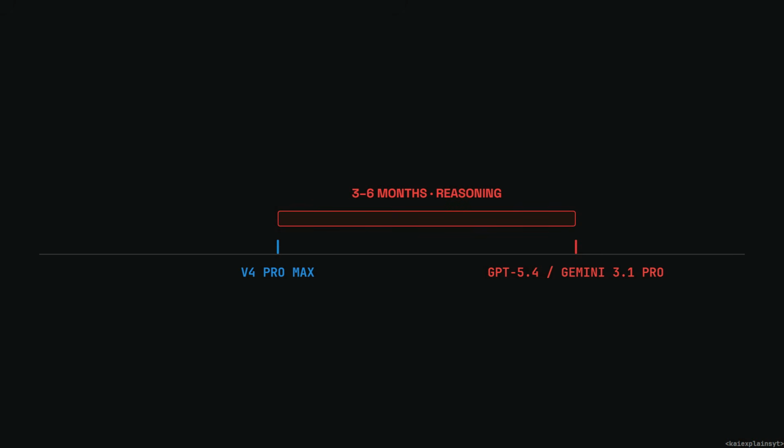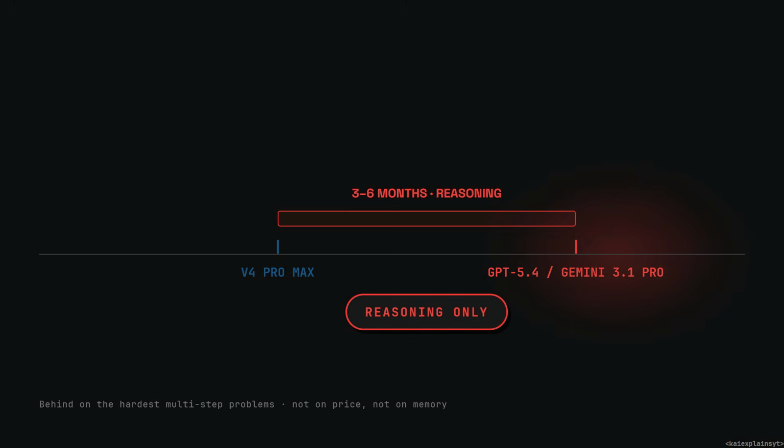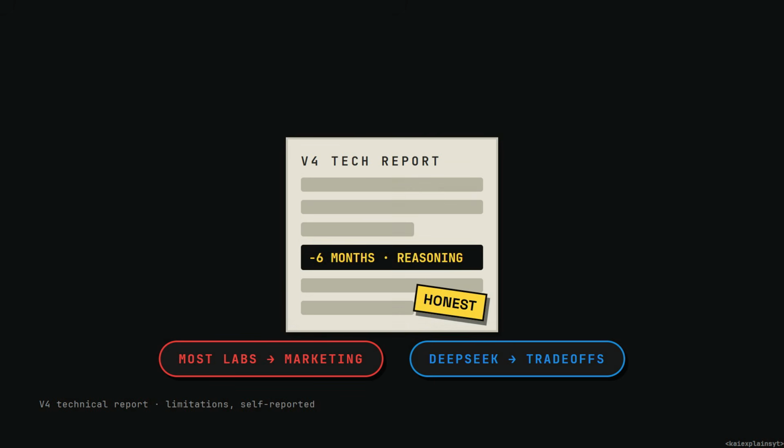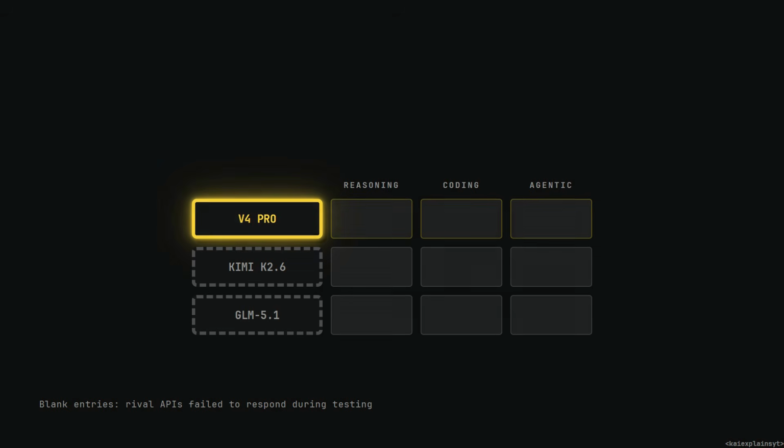On reasoning, the hardest multi-step problem-solving benchmarks, it trails GPT 5.4 and Gemini 3.1 Pro. What I respect is that DeepSeek says so themselves. The paper puts the gap at roughly 3 to 6 months behind frontier closed models on reasoning. That's useful information, and it's honest, which is more than most labs give you. Most lab papers read like a marketing document that occasionally mentions a benchmark. DeepSeek's reads like they want you to understand the trade-offs.